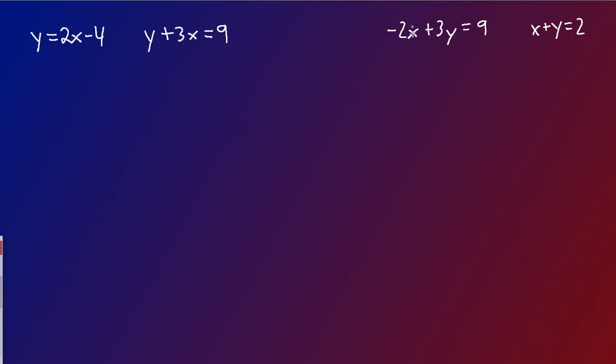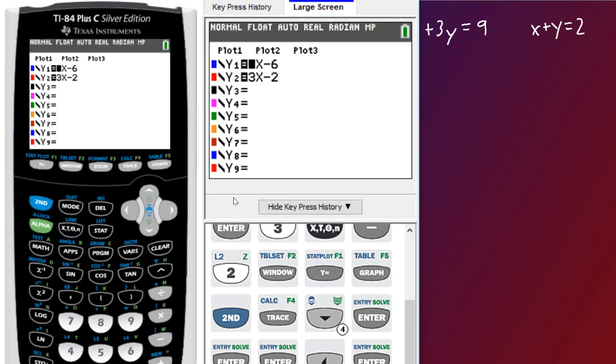So this time I do have two examples up here. This one is already solved for y, so I don't have any extra steps, but this one is not solved for y. So you do have to solve for y in order to do this on the calculator. We do need to solve for y. So we'll subtract the 3x, and y equals negative 3x plus 9. And now I'm ready to put these into my calculator. So 2x minus 4 and negative 3x plus 9.